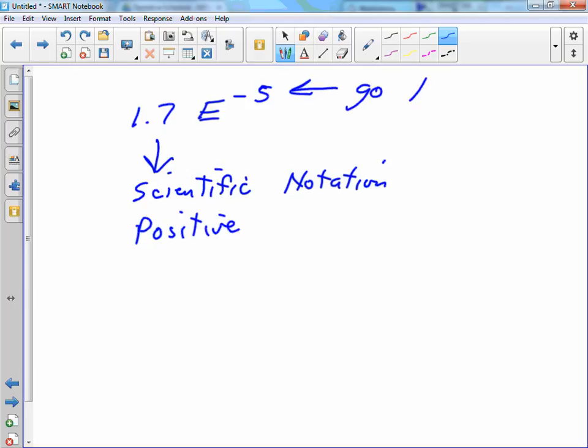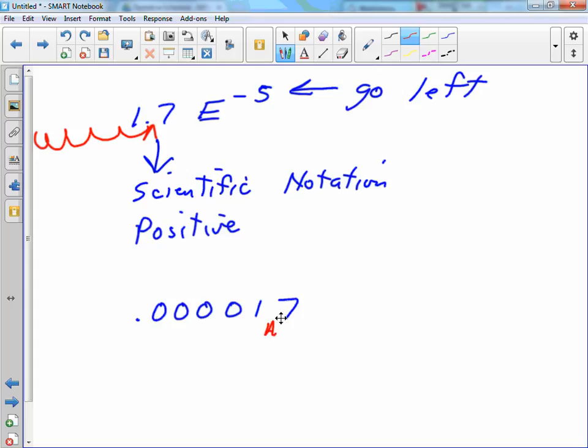go left. You've heard of go west, young man? This is go left. Okay? So it is 0.0000017. Okay? That's what that means. It means start here and go left 5 places. 1, 2, 3, 4, 5. How many zeros is that? 4. Okay? We started here and we went left 5 places because it's -5.